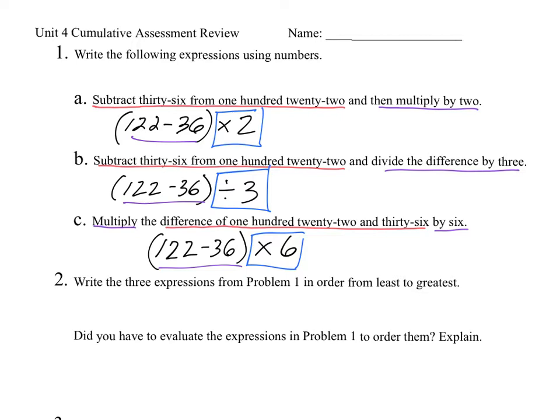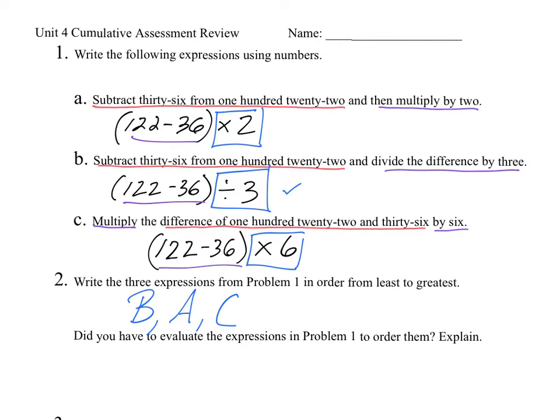Now number 2 wants us to put them in order from least to greatest, and this is where we look back up at the blue. Of these 3, we have the same amount. Division will give us the smallest answer, so letter B will be the smallest. Since this is out, now we look at A and C. We're multiplying by both, so that means they're both going to get bigger. We're multiplying by a 2 and a 6, so obviously the 2 isn't going to increase the value as much as the 6, so the order will be letter B first, then letter A, and then letter C.